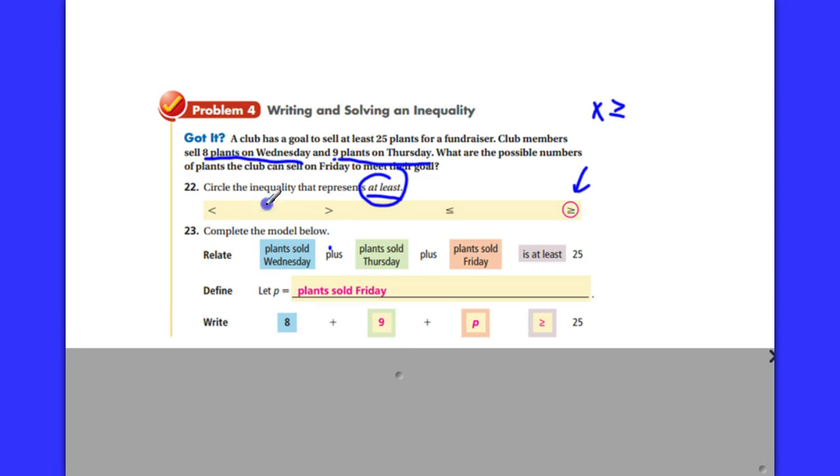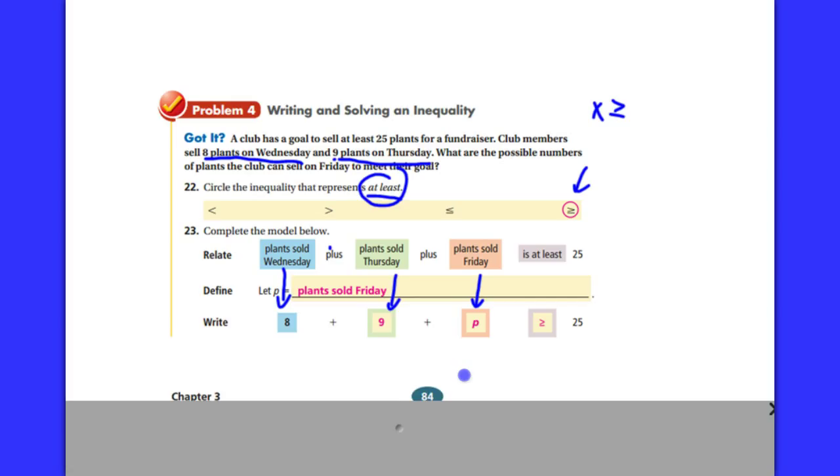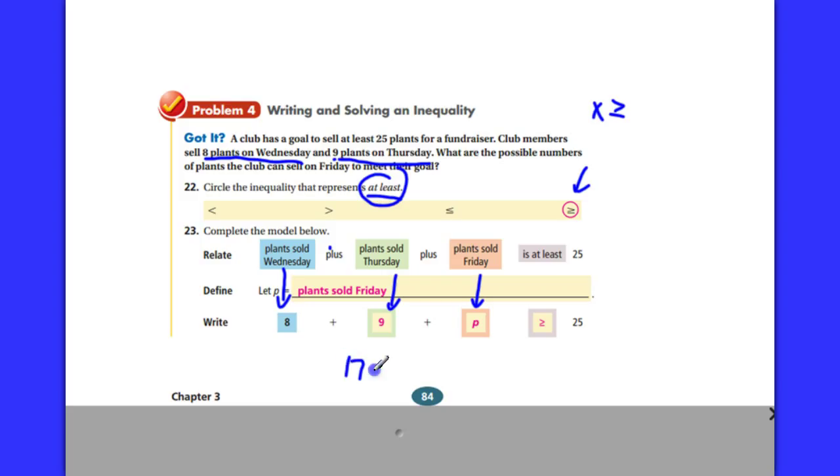So they sold 8 on Wednesday, so I put 8 there, plus what they sold on Thursday, plus what they sold on Friday. I want all of that to add up to more than 25. So essentially this is our inequality right here. We could write that as 17 plus P is greater than or equal to 25. And we could solve that by subtracting 17 from both sides.